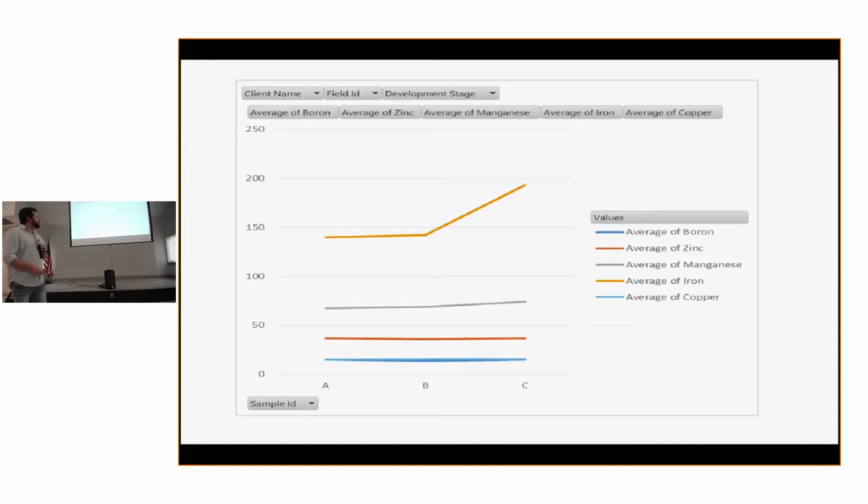Here's the micronutrients that we tested. You can see we are getting the same thing. Copper, we've got iron, we've got zinc and boron. They're all stacked up and they all look pretty similar.